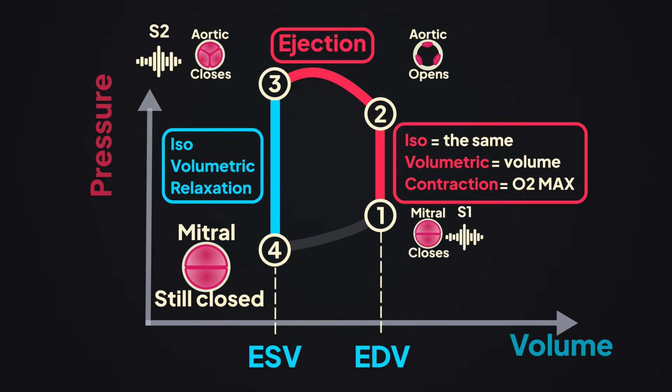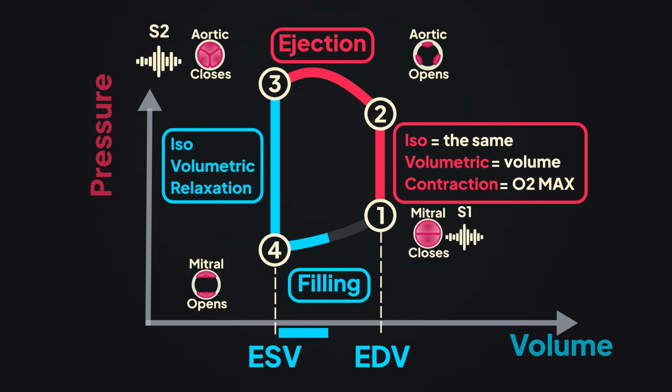The pressure keeps falling until we hit point 4, where the mitral valve opens and the ventricle starts to fill with blood very fast. This rapid flow is what creates the third heart sound. The filling continues more slowly until the very end, where the atrium gives one last squeeze, the atrial kick. This contraction produces the fourth heart sound right before the mitral valve closes again at point 1.